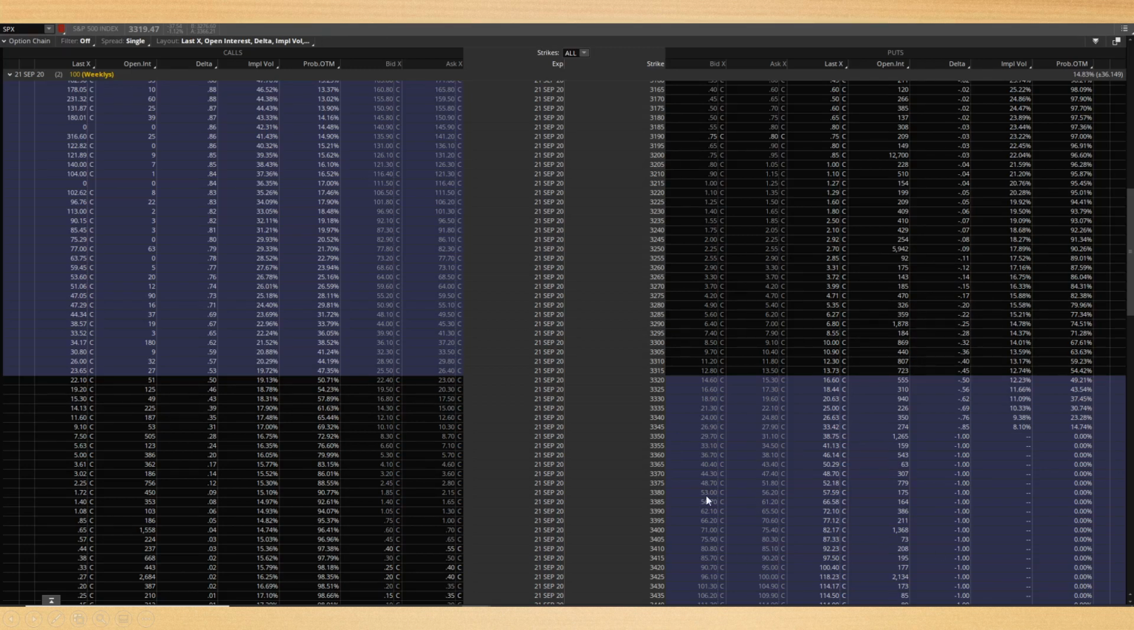So this is a 33.15 strike call right here. And you can look up in the top left corner and see that at the time I took this screenshot, the S&P was trading at 33.1947. 33.1947 is above 33.15, but it's below 33.20. So there you can see your difference. And the same goes over here for your puts. It's just reversed for puts.